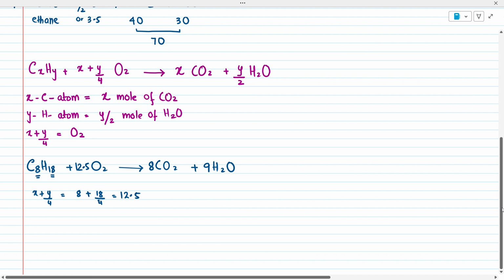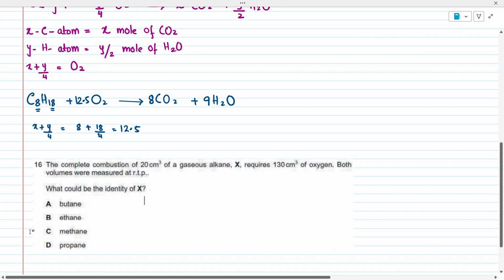In an exam, they may give you some tricky questions which seem to be very easy, but need some trick. So we will use this factor. This is a past paper question. In this question, they have said the complete combustion of 20 cm cube of a gaseous alkane X requires 130 cm cube of oxygen. Both volumes were measured at room temperature and pressure. What would be the identity of X? The given options are butane, ethane, methane, and propane.